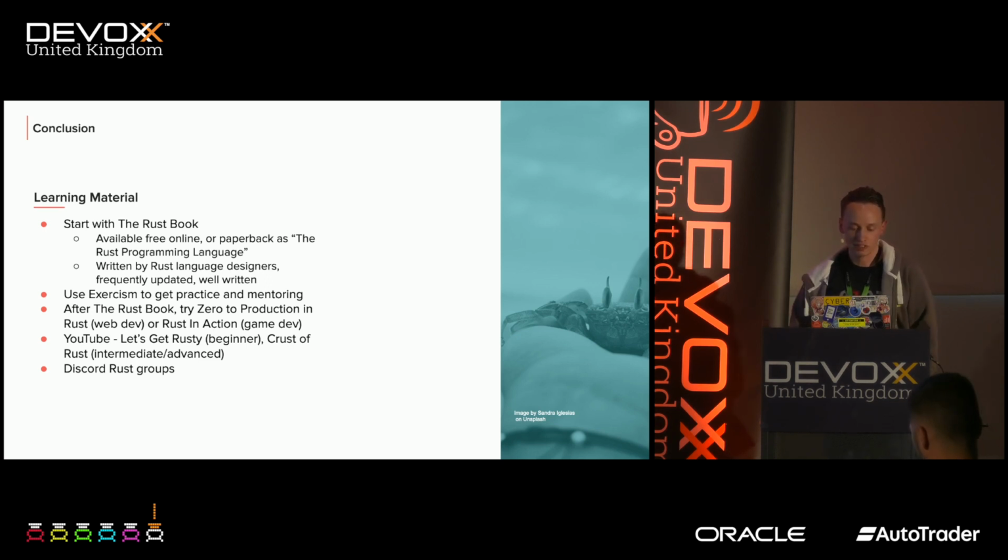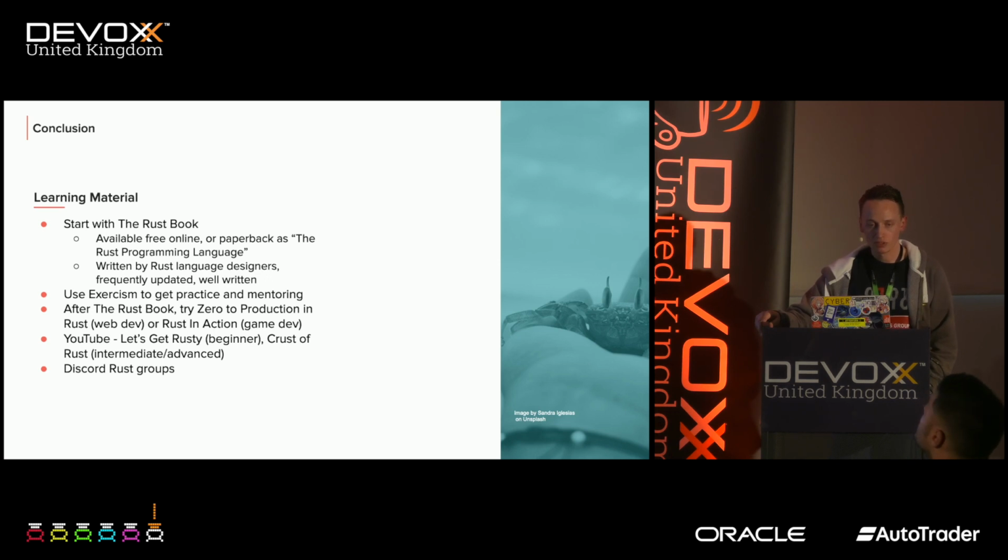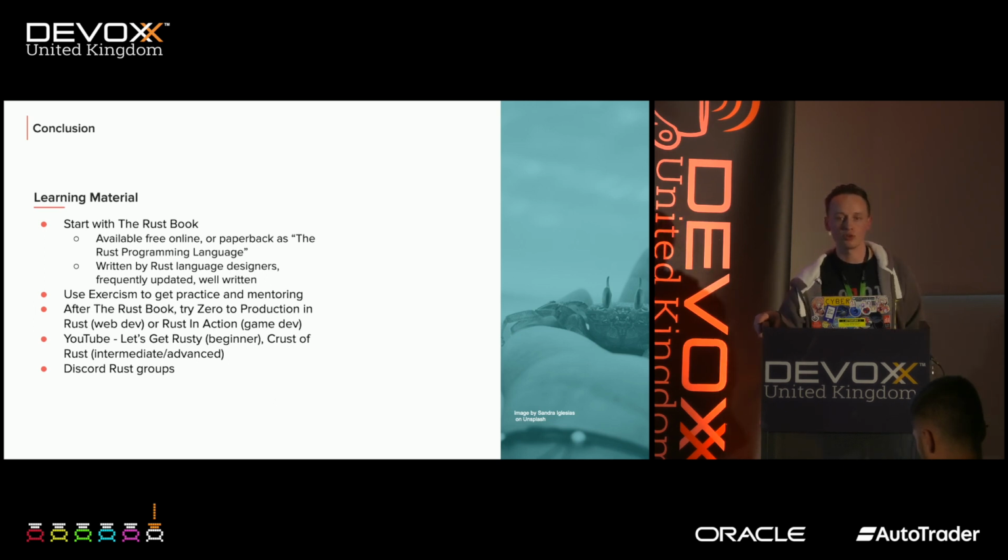There are a few other books like Zero to Production and Rust in Action that are really good ones to follow up on as more intermediate level. There's some good YouTube if you're more of a video learner. Let's Get Rusty is a well-recommended beginner series for learning Rust. And there's also Crust of Rust, which is a much more advanced but really interesting deep dive into Rust concepts.